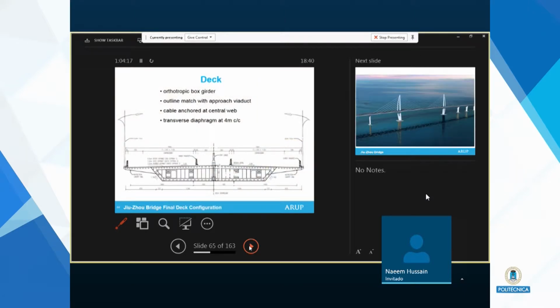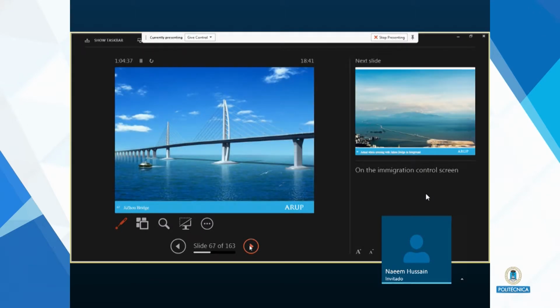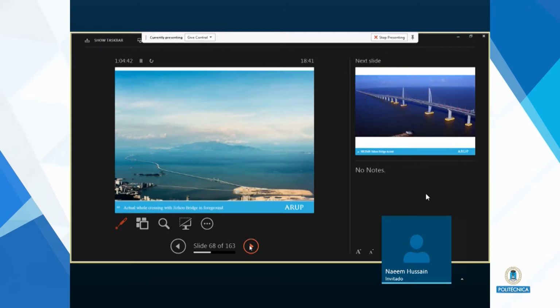So that's the final design with a central array of cables. This is an architectural rendering of the bridge. You can see there is no intermediate anchor pier between the main tower and the main anchor pier. That's another architectural rendering. And I thought I might show you an overall view of the whole bridge.